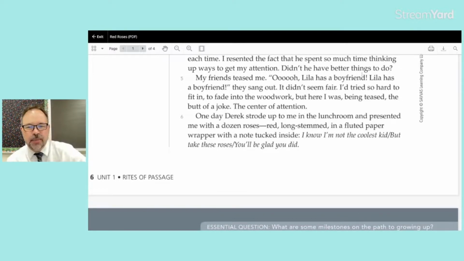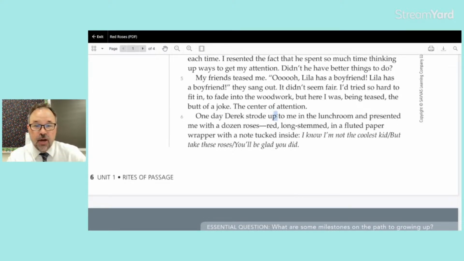My friends teased me. "Oh, Lila has a boyfriend. Lila has a boyfriend," they sang out. Didn't seem fair. I tried so hard to fit in, to fade into the woodwork. But here I was being teased, the butt of a joke, the center of attention. One day, Derek strode up to me in the lunchroom.